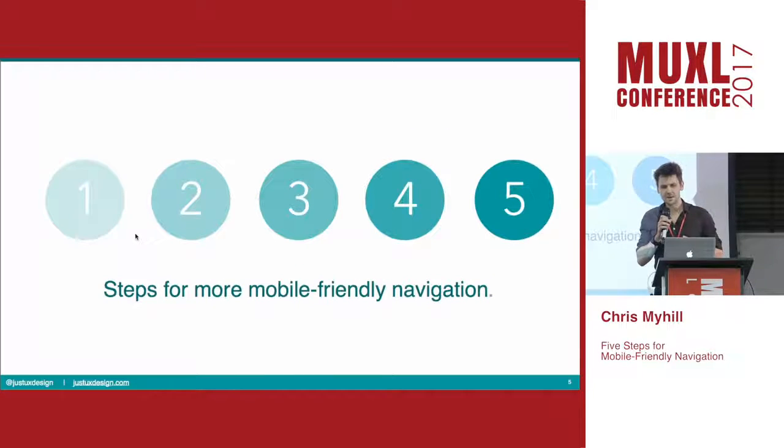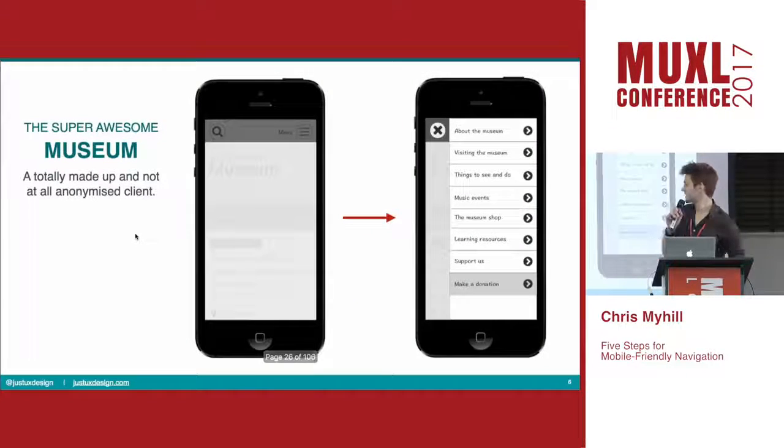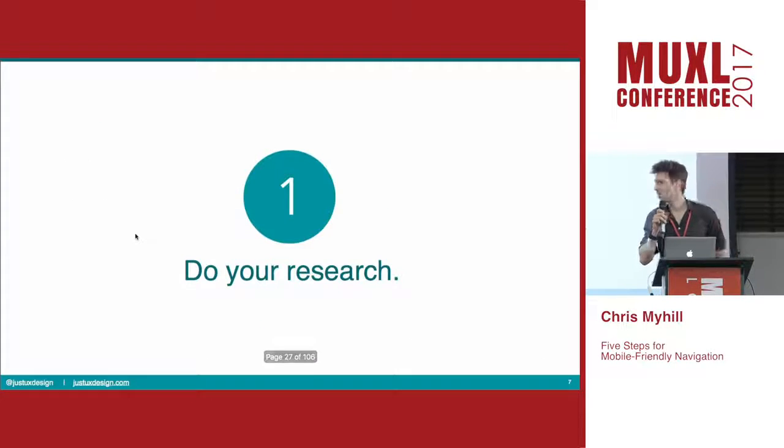Well, I believe that there's a process to refactoring information architecture, and that's the key, because to have more mobile-friendly user interfaces, you first have to take a step back and think about information architecture. So let's do that through the lens of a totally real, not at all made-up client, the Super Awesome Museum. So they've approached us with this big old hamburger menu full of stuff at the moment, and they want us to refactor it. So we start off with doing our research.